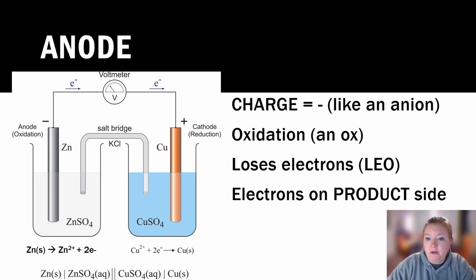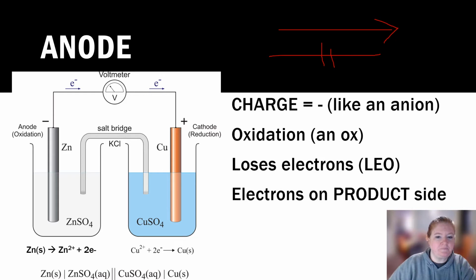All right, let's talk about the anode first. It has a charge of negative, like an anion. It is having oxidation happen. Remember that anox phrase? And then since it's oxidation, think Leo, it loses electrons. And when it's losing, the electrons are on the product side. Because remember, if we draw a quick sketch of a number line, Leo goes this way. So also, if you look at this half reaction, you can see the electrons on the product side at the anode, which has oxidation, has a negative charge.